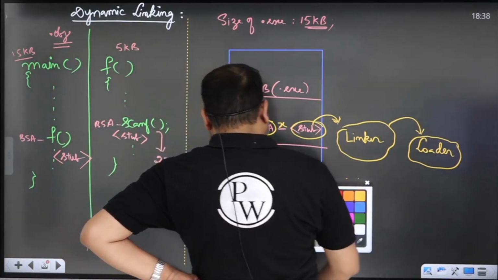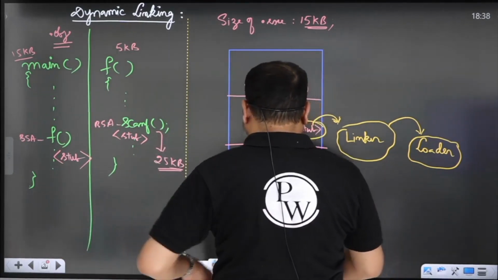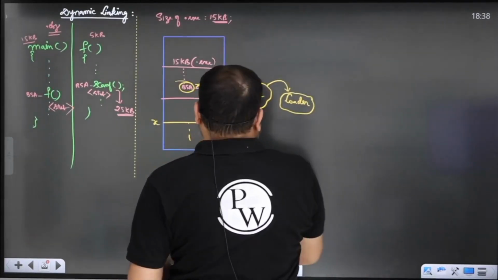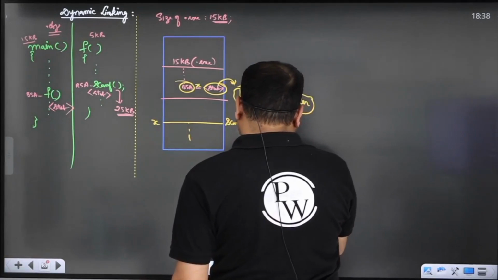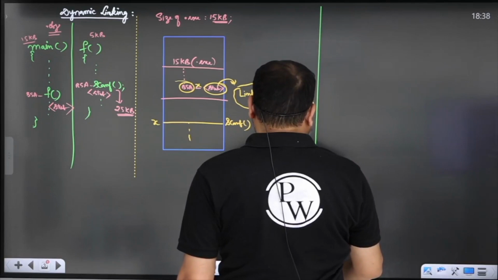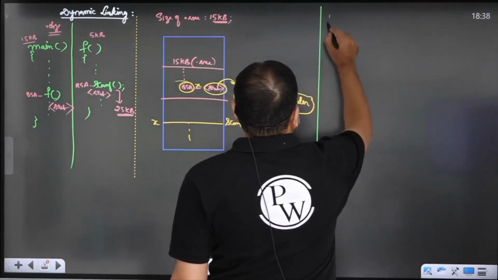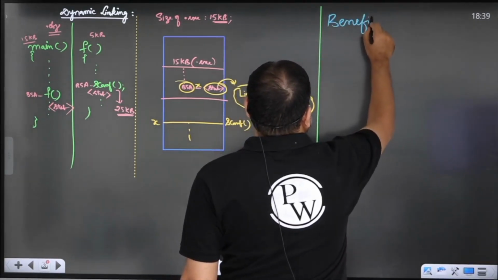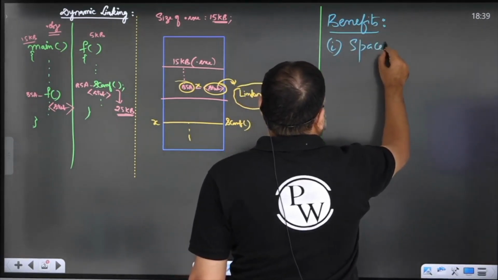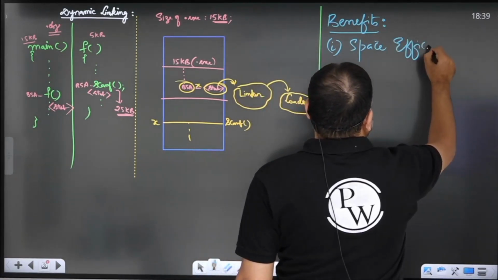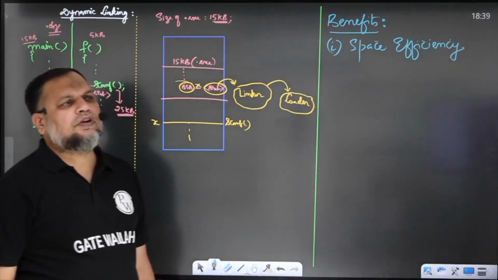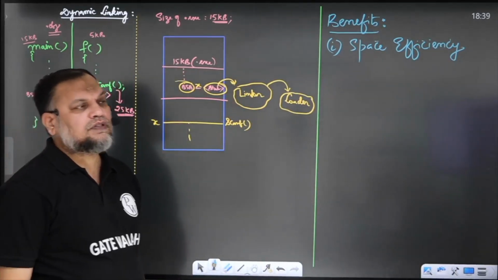What are the relative benefits of dynamic linking? Benefits. So if you write it here, what do you think are the benefits? Can you imagine what should be the benefits of dynamic linking? Number one, space efficiency. Because only those modules will be linked which are needed at runtime. I unnecessarily don't link those modules which are not needed.